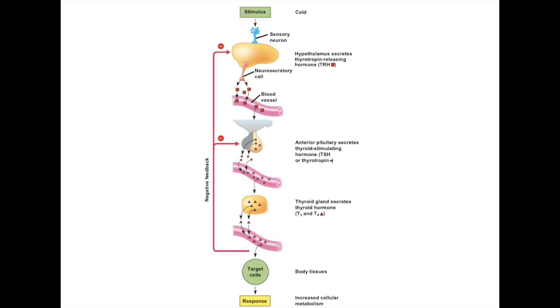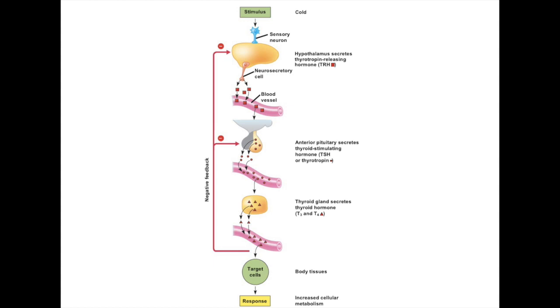Now, let's take an example of hypothalamic control of the anterior pituitary. Say it was cold outside. The cold stimulus would be sensed by a sensory neuron, and the sensory neuron would send the information to the hypothalamus. Hypothalamic neurosecretory cells would then secrete thyrotropin-releasing hormone into the portal blood circulation.